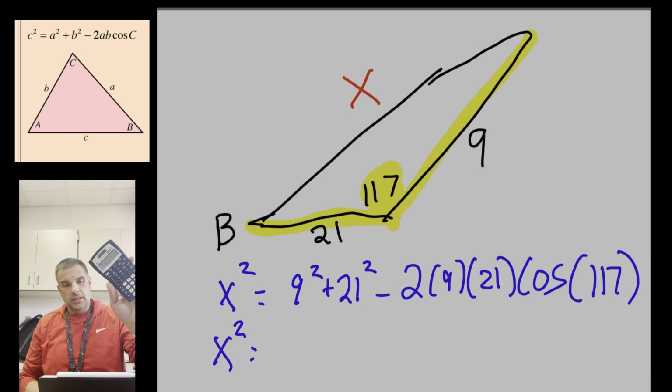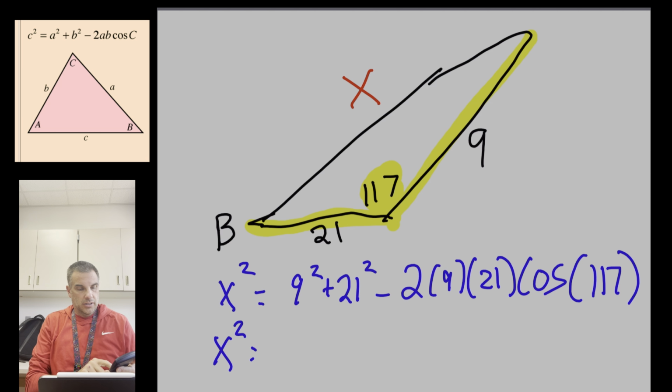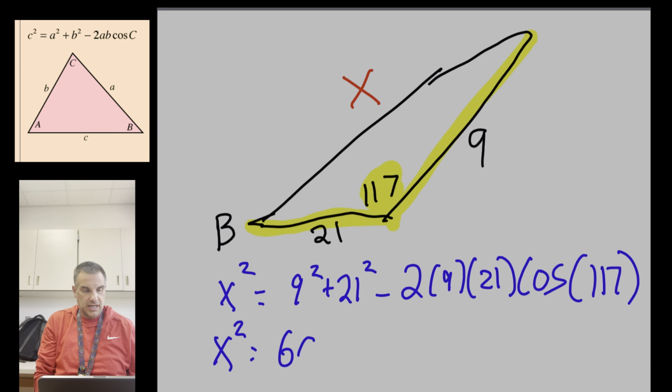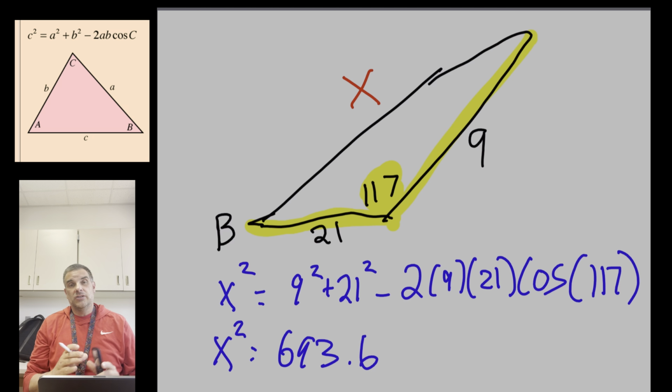So grab your calculator, and what you want to do is type in exactly what you see there. So we've got 9 squared plus 21 squared minus 2 parentheses 9 parentheses 21 times the cosine of 117, and hit equals. When you hit equals, you should get 693.6-ish, somewhere right in there. Okay, so try it on your calculator a couple times, make sure you get that.